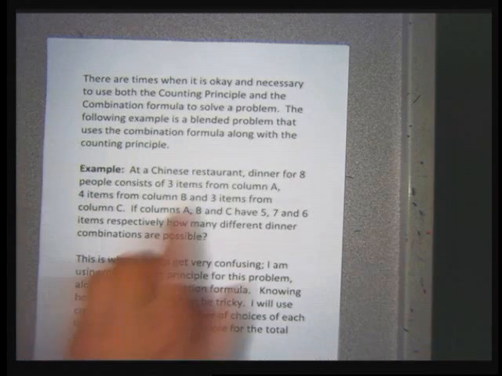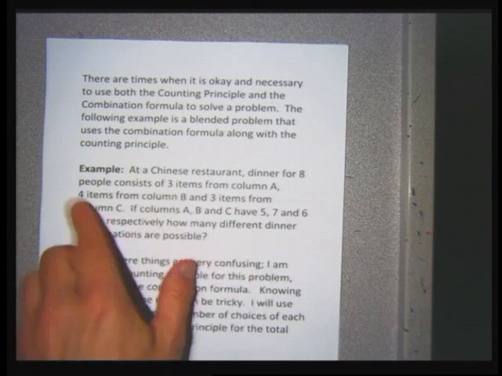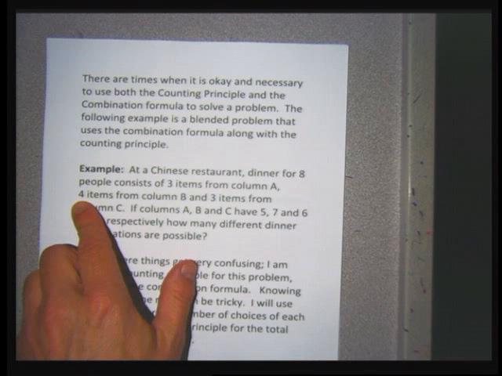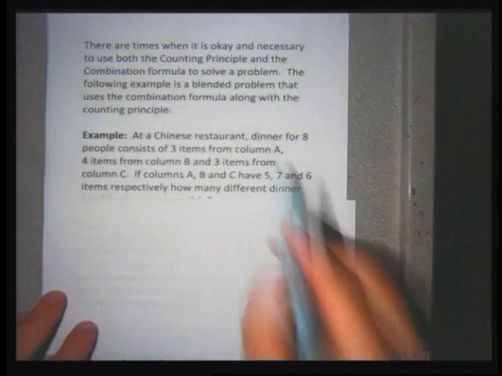So at a Chinese restaurant, dinner for 8 has 3 items from column A, 4 items from column B, and 3 items from column C. Column A has 5 items. So let me try to make this in a table. It's way too wordy. The fact that there's 8 people is probably irrelevant here.